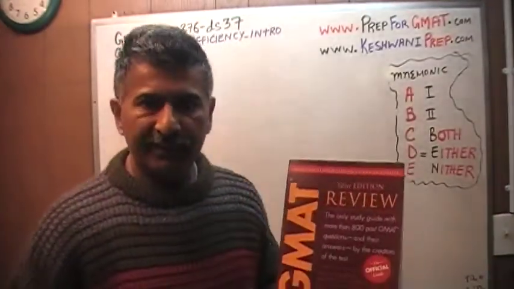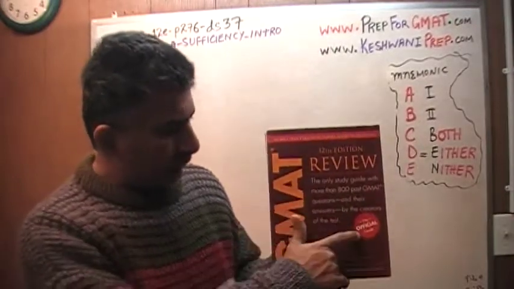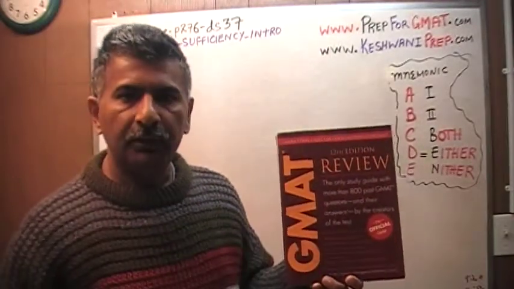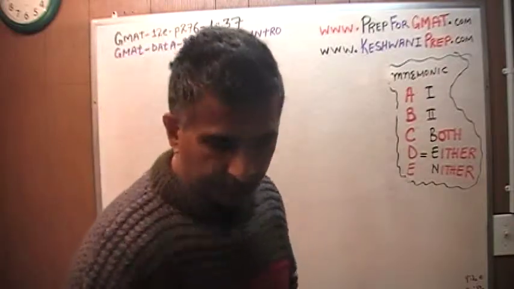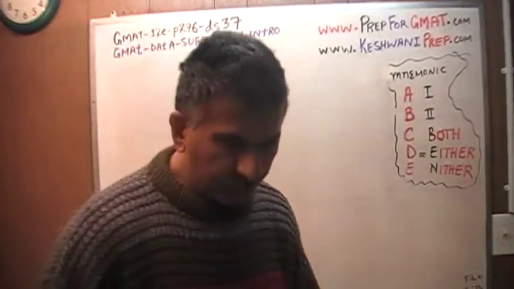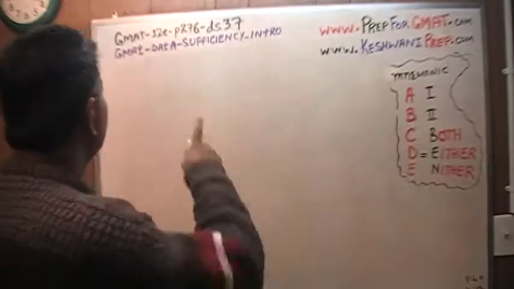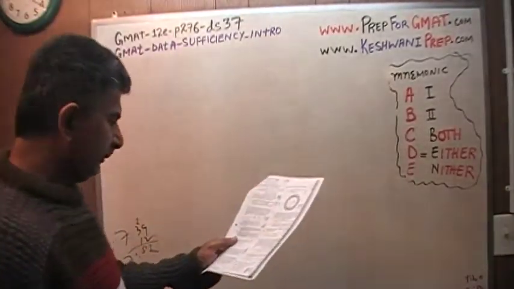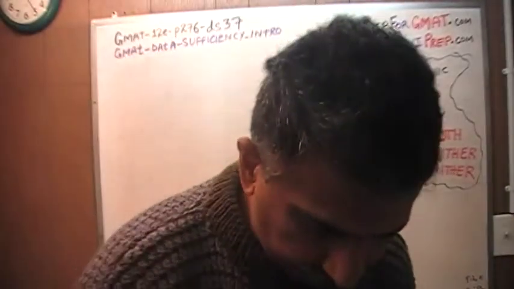I have been solving data sufficiency problems for GMAT out of this book here, GMAT Review, the official guide, 12th edition. If you do not own this book already, purchase one immediately. You should be able to find it at mba.com. The problem that I'm about to solve is the one that you're going to find on page number 276, data sufficiency problem number 37. Let's take a look at it, see what it has to say.